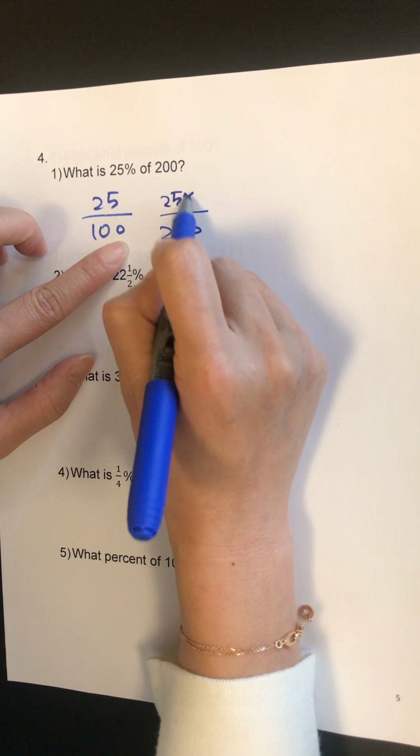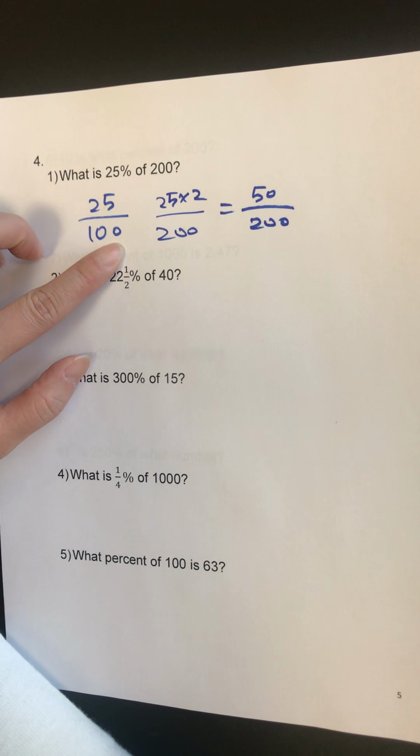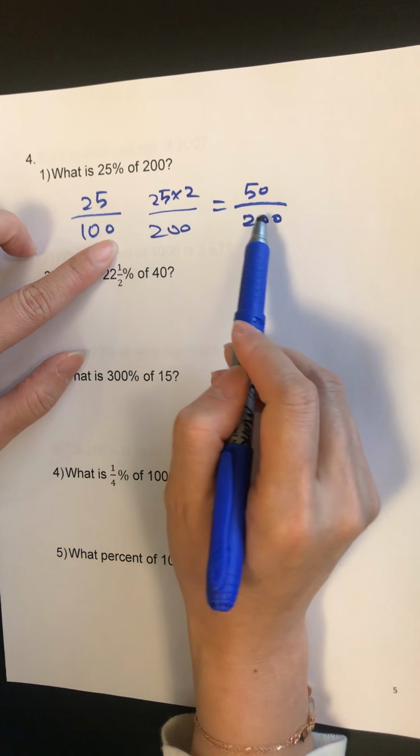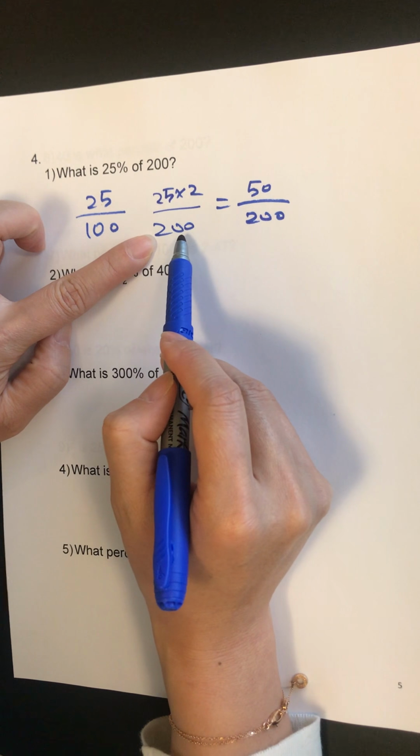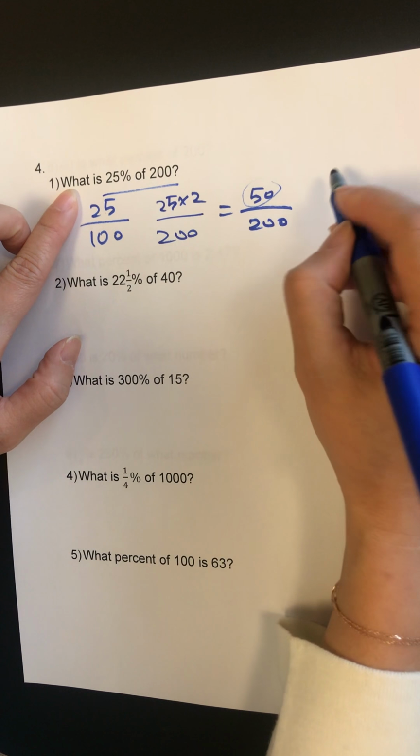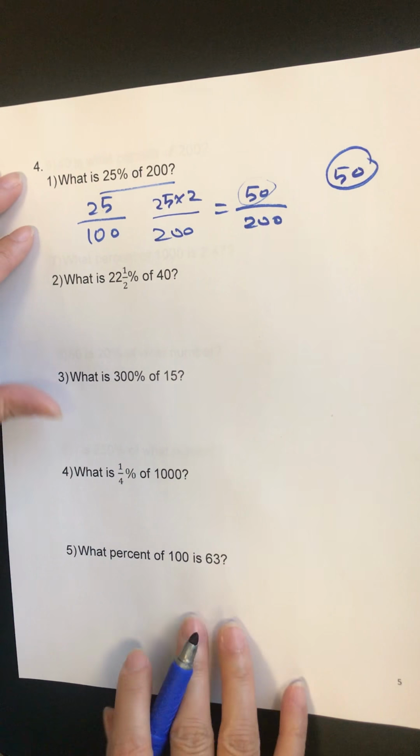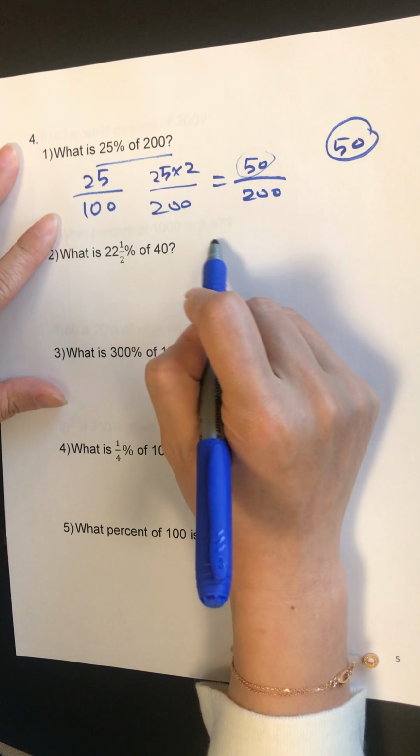So the top would become 50. This is the true definition of fractions. You have 100, you take out 25. Now you've got 200, so you take out 50. So 25% of 200 is 50. Or, you can do it in another way.